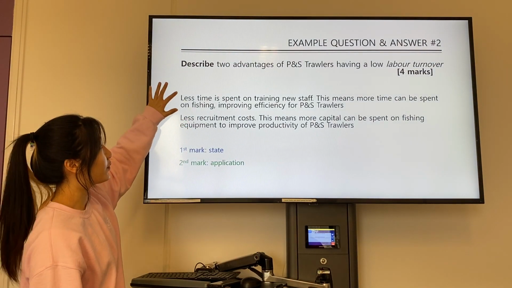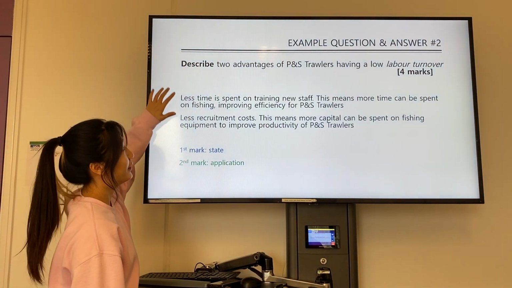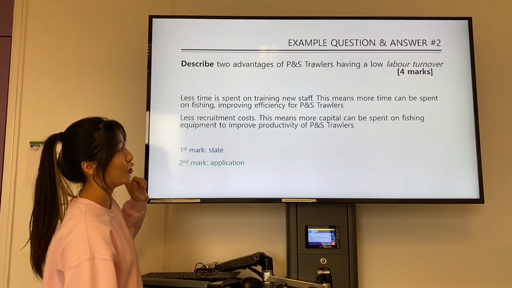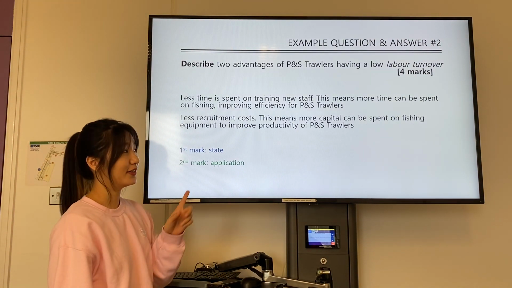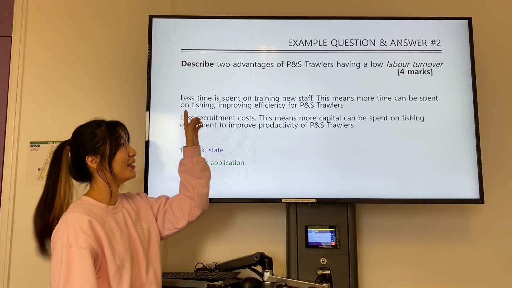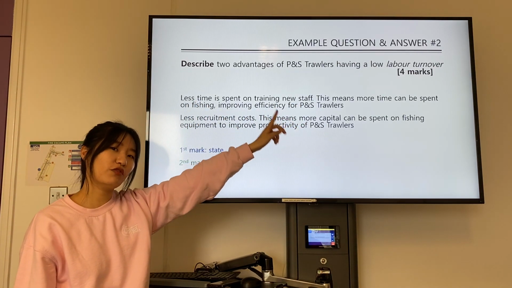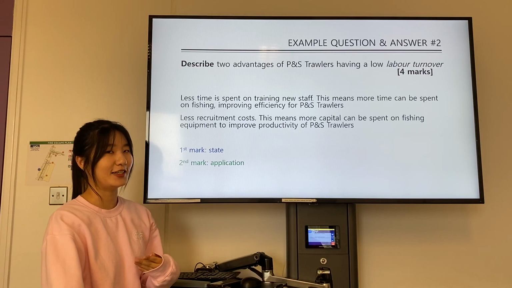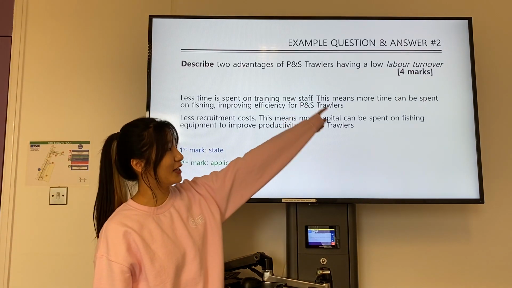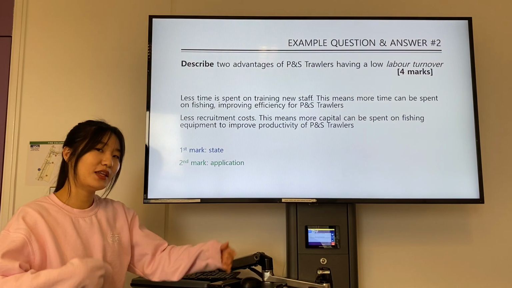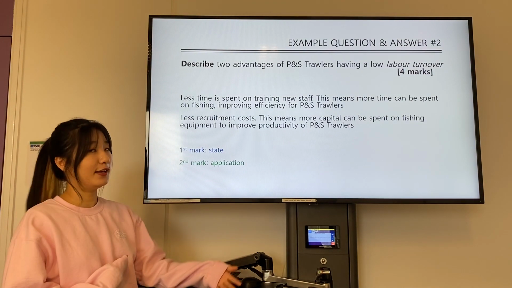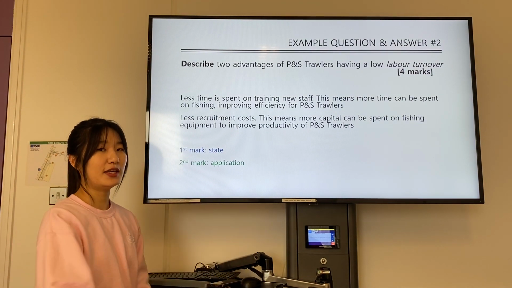First advantage or second advantage. First, less time is being spent on training new staff. This is going to be something that's already in your textbook or your study guide. And then the second sentence should be about how this advantage looks in the context of P&S trawlers.